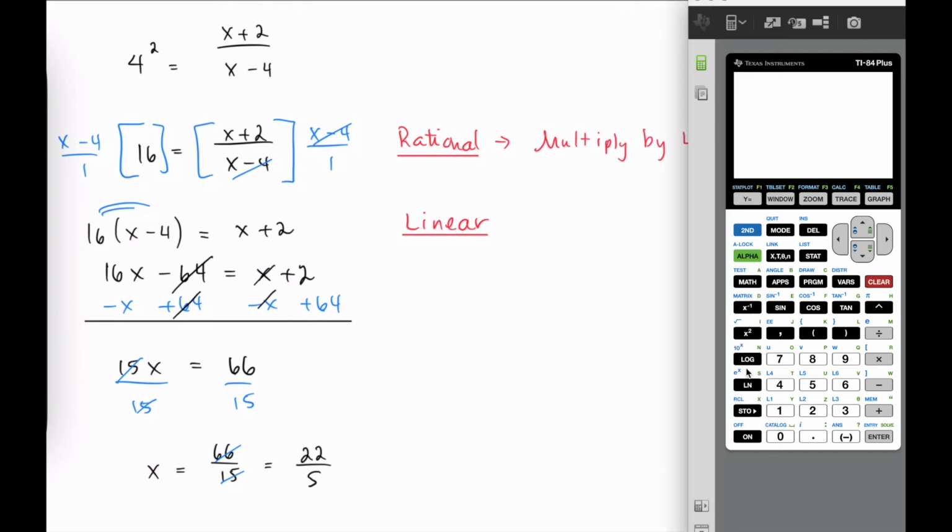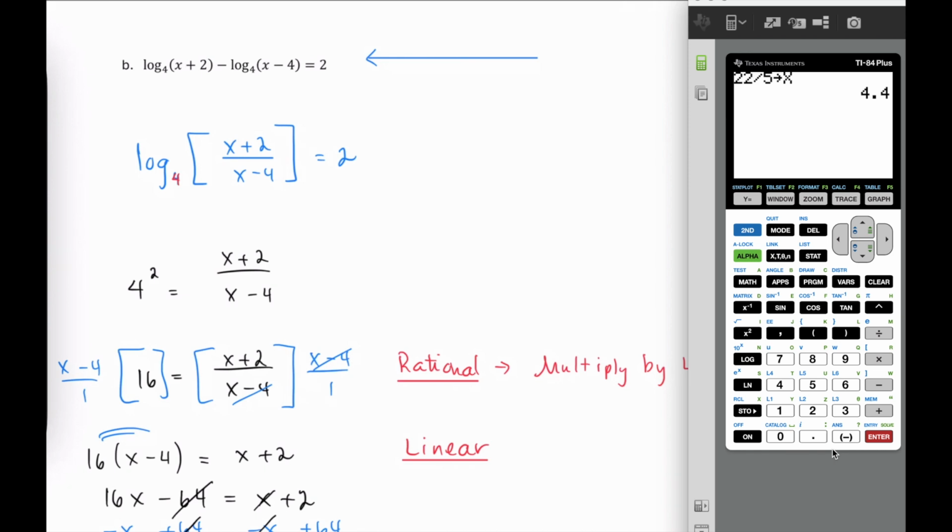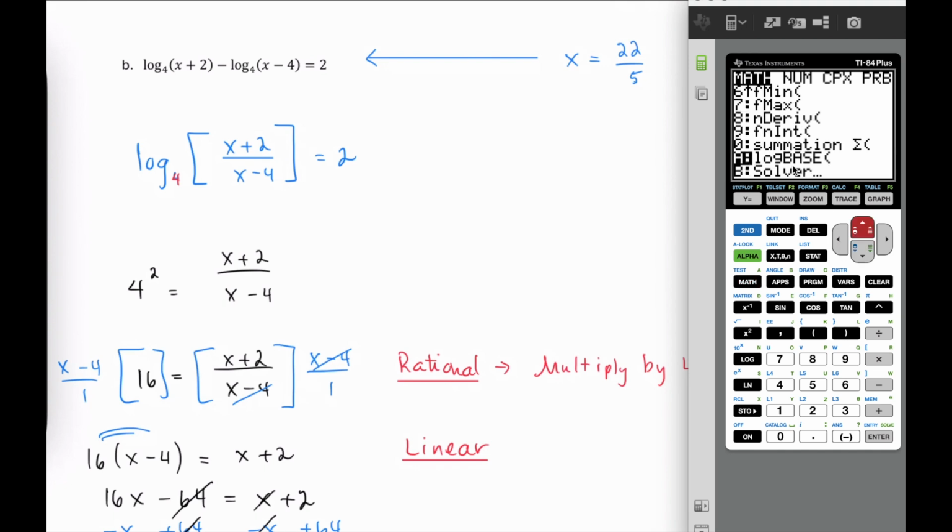Now to check this answer, we go over to our calculator. We're going to input 22 divided by 5 and store that into the x variable. We hit enter to actually cycle it through, and then we plug that value in for x back into the very beginning equation. In order to get log base 4 on our calculator, we can select the Math button, and from this first Math menu, go to the end of the list until we see log base. If we select log base, that enables us to put whatever base it is that we want. In this case, it's base 4.